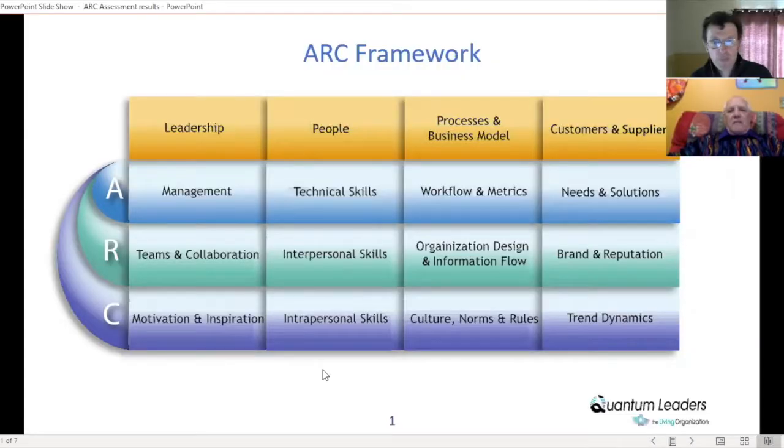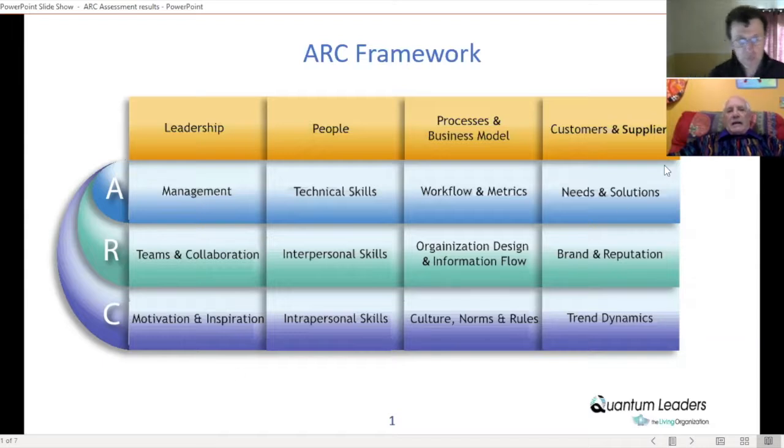Why don't you go ahead and bring up that little PowerPoint and we can walk people through the assessment, how it was designed, how it fits into the ARC framework, and what they can expect to get from it. Okay, so the ARC framework was designed recognizing that there are 4 major domains that every organization, every leader worries about. First of all, obviously, there are the people of the organization.